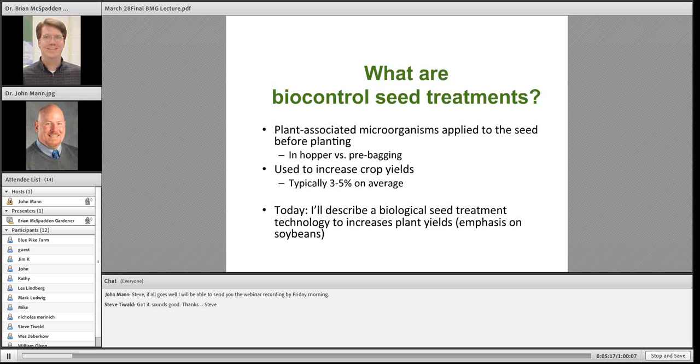Specifically today, I'm going to move from these general concepts into a specific biocontrol seed treatment that increases plant yields, and I'm going to be using the data generated on soybeans in my laboratory as an example, though the application of these microorganisms can in fact increase crop yields on multiple crops.